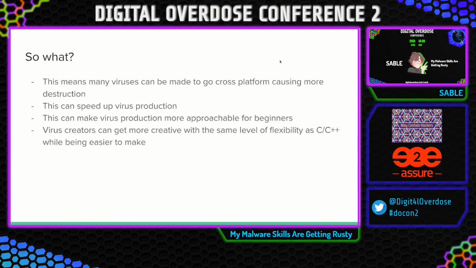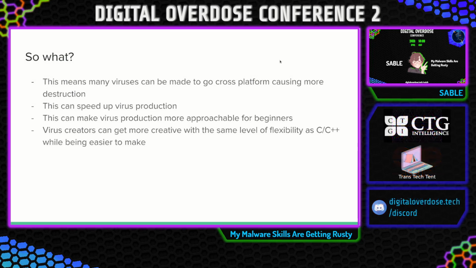But so what? What does this actually mean? Well, to a lot of people, it probably means almost nothing. But for those that do, it obviously means something. It means that viruses can go cross-platform very easily, which can possibly cause a lot more destruction. But the other big thing is that it can also speed up virus production, as people aren't going to have to write it multiple times because of platform-dependent code, or at least it isn't going to have to be as bulky. You aren't going to have to rewrite the same thing 3 different times to target Linux, Mac, and Windows. You write it once, and Rust takes care of it.